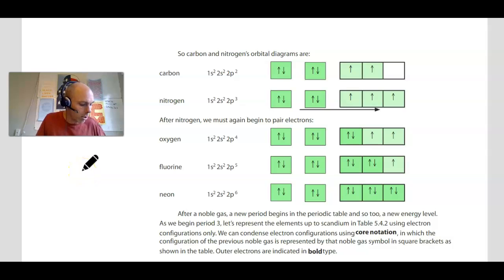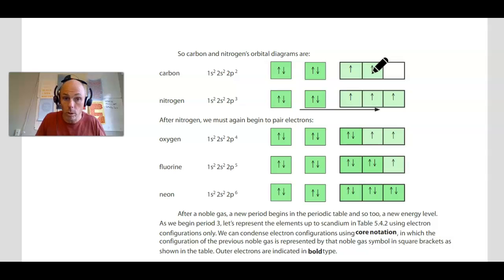I flipped my page. I'm now on 299 of the textbook, or 307 of the ebook, and these are the orbital diagrams of the next 5 elements on the periodic table. Carbon is the 6th element, 6 electrons, 2 in the 1s, 2 in the 2s, and then the 5th and 6th electrons are in the 2p. What is quite important about this is to notice that these 2 electrons that are in the 2p end up in separate orbitals.